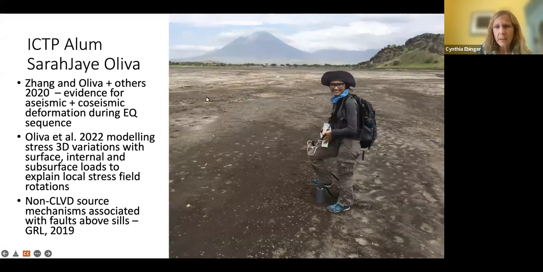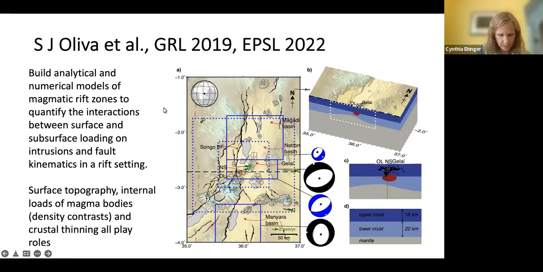In an EPSL paper in 2022, she built analytical and numerical models to study the role of surface topography. She's going to go through all those steps that I just talked about at the beginning, where she takes a model with topography. Topography gives us gravitational potential energy. We have relief, so we have different pressure gradients in different areas, depending on how high the rift flanks are and how deep the basin is.